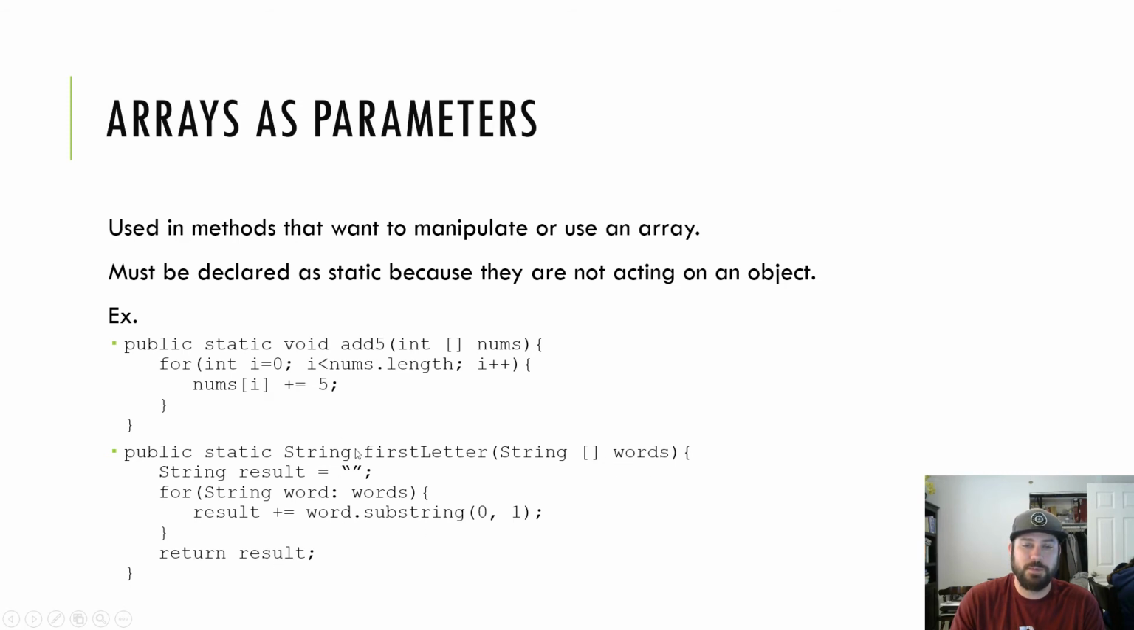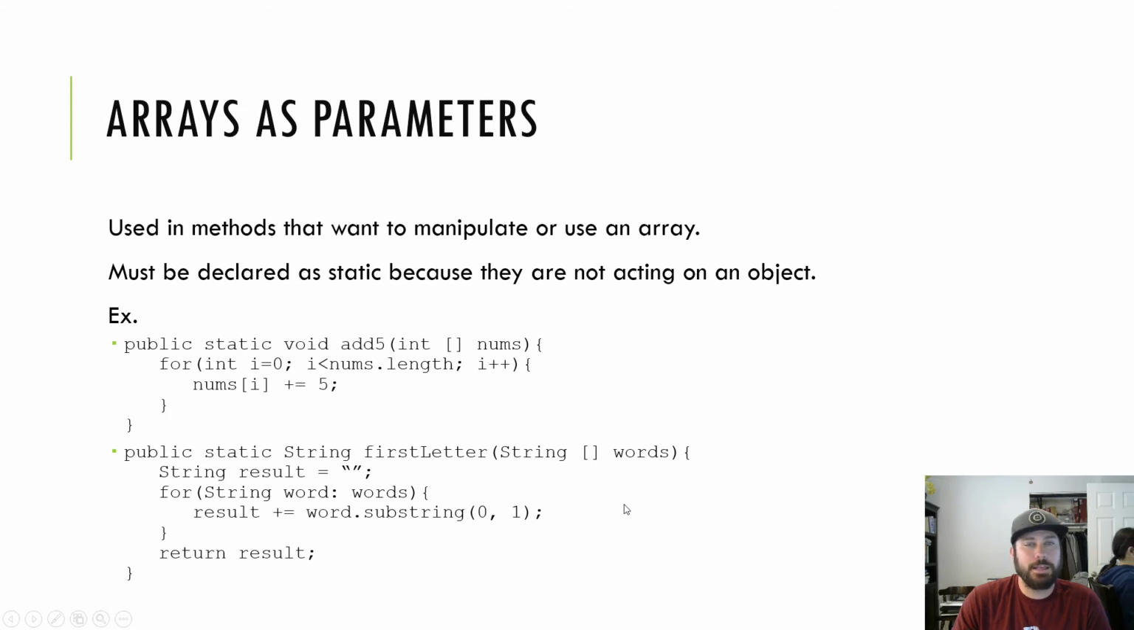That satisfies my return type here. It's a string return type. So I'm returning a string that just contains all the first letters from every element in words. These are really common, having to write these types of methods that act on arrays in some way.